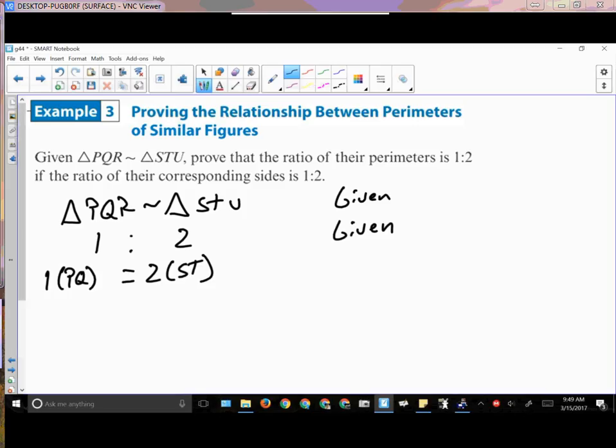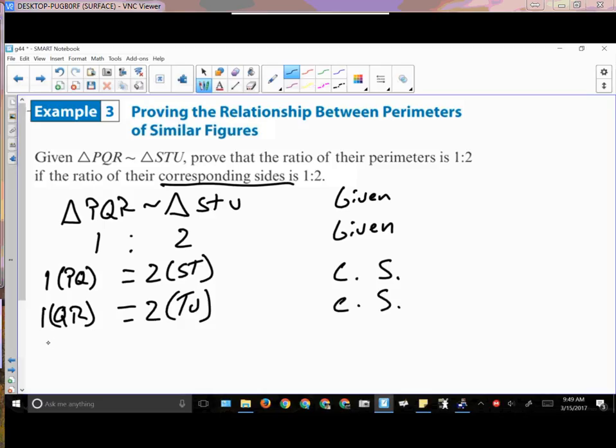Now, mind you, that's our corresponding sides that we've got up here. Would one of the QR be equal to 2 of the TU? Should that be the case? Again, that's by corresponding sides. Would one of the RP be equal to 2 of the US? Is this true, if we've got our relationship of 1 to 2? That seemed to make sense?